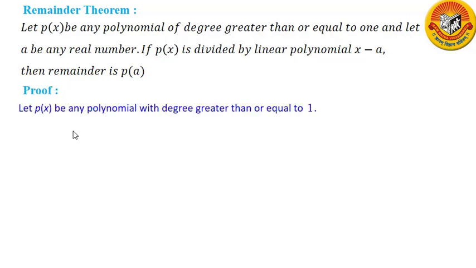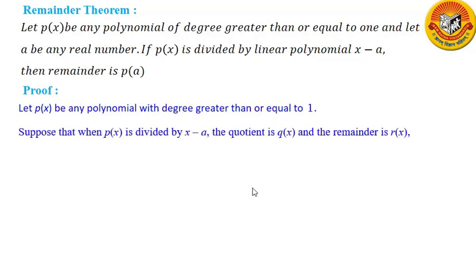So I hope you now understand this statement, remainder theorem. Okay. Now let us see the proof of this remainder theorem also. So P(x) is a polynomial with degree greater than or equal to 1. Suppose we divide this P(x) by x minus a. The quotient is Q(x) and the remainder is R(x). So I will write this P(x) as (x minus a) into Q(x) plus R(x). Right? Divisor into quotient plus remainder.